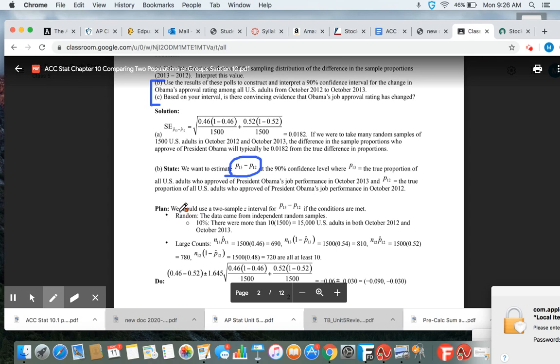The conditions should seem very familiar to us. We need to make sure that the data comes from random samples. We need to make sure the 10% condition is satisfied. And like I spoke about a few minutes ago, we have to make sure the large counts condition is satisfied because that allows us to say that it's approximately normal. So remember, it's N times P and N times 1 minus P. You have to do it for both. You have to do it for those that were polled in 2012 and those that were polled in 2013.